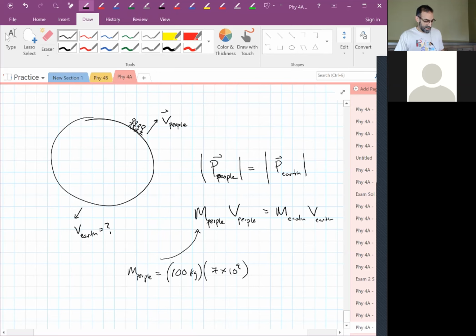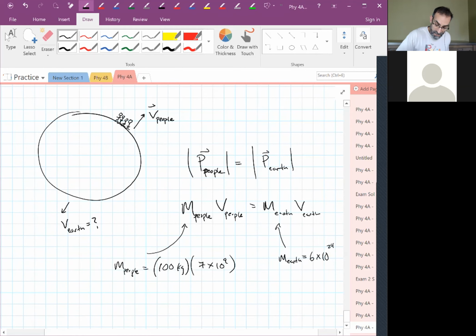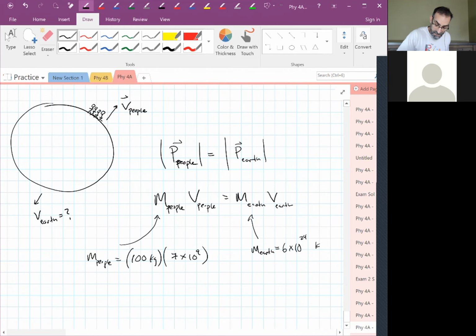Mass of the Earth, 6 times 10 to the 24 kilograms. Okay, the whole point of this exercise is to show you that 10 to the 24th is a big number, okay, a really, really, really big number. Velocity of the people.